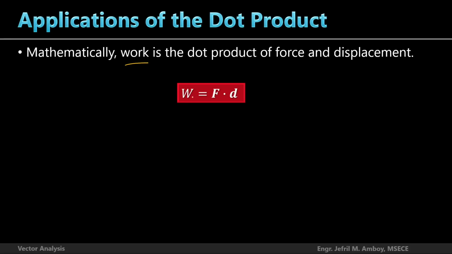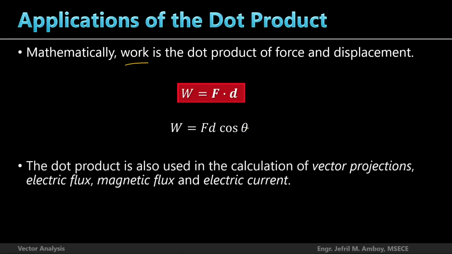That's why we have the familiar formula in physics that work is equal to FD cosine theta. That is where this formula came from. It's actually a dot product. Now, aside from finding work, the dot product is also used in the calculation of vector projections. That will be one of our next topics.